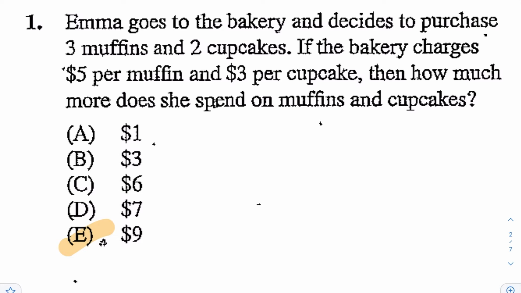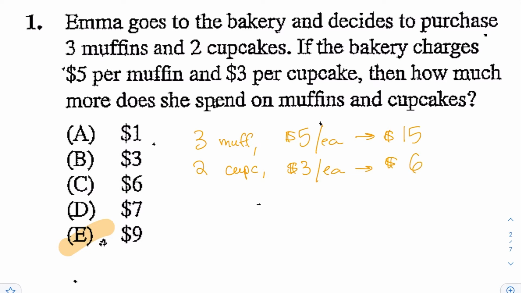So here, you go to the bakery and you want to get 3 muffins. And it's $5 each. So that's going to be $15 overall. For the cupcakes, it's 2 cupcakes, and it's $3 per cupcake. So if you multiply 2 times 3, that's going to be $6.